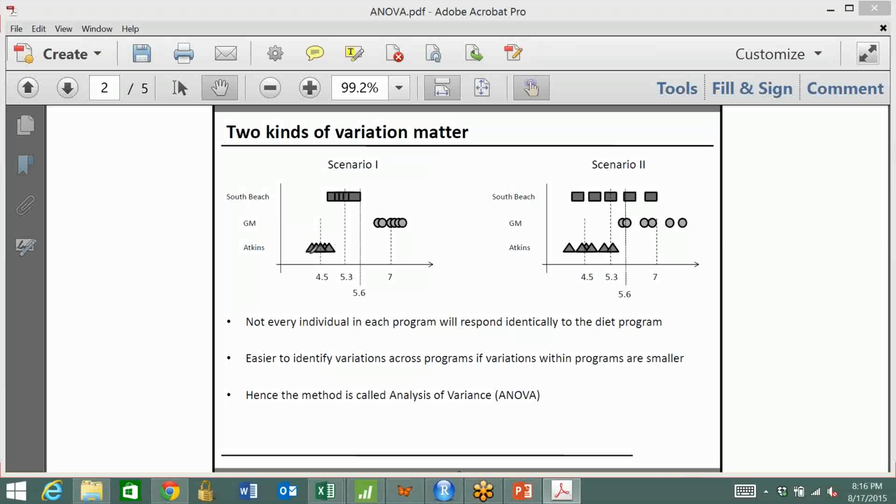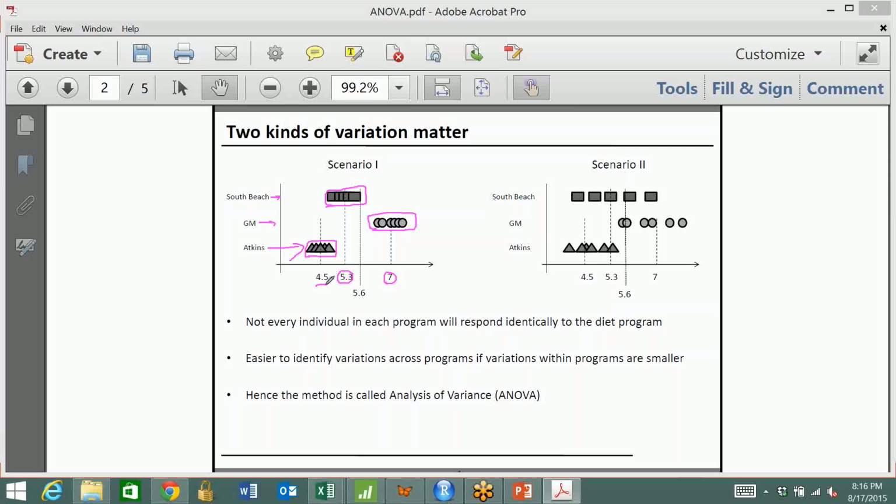All these triangles are your Atkins diet program data, and the average of that would be 4.5. And then you have your GM. All these circles are your GM, and when I take the average of this, it turns out to be 7. And you have the South Beach diet program. All these squares, or rectangles, are South Beach. If I take the average weight loss of all these individuals, I get 5.3.